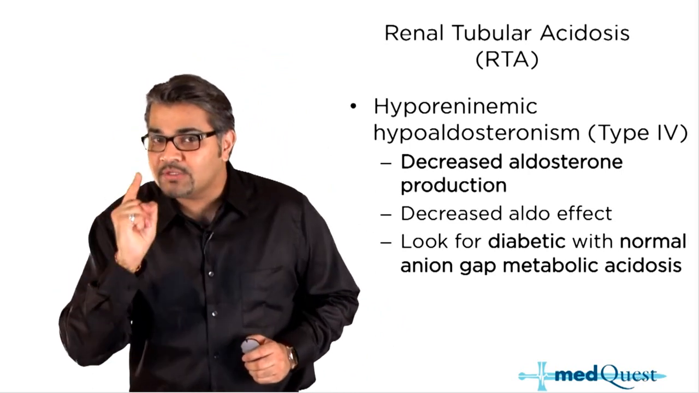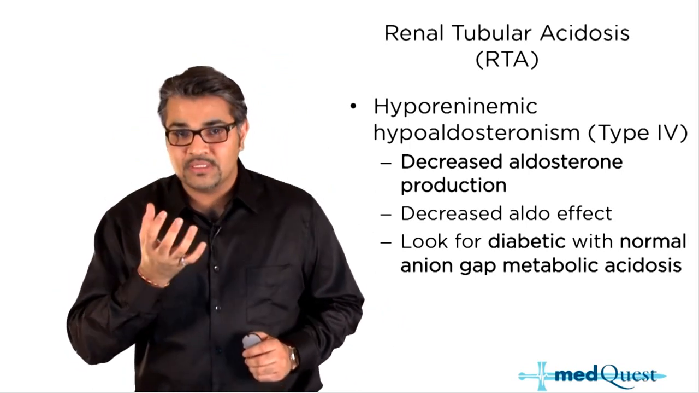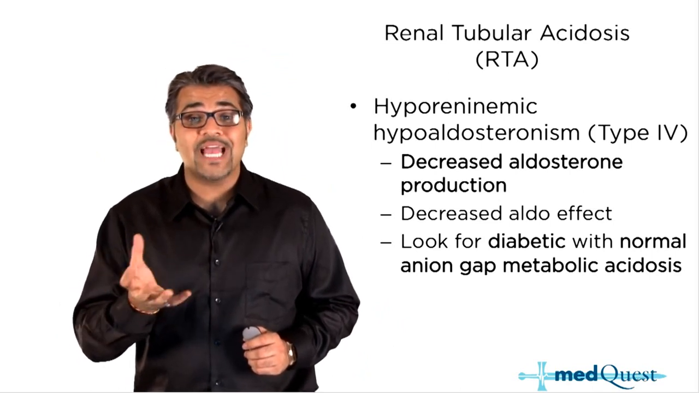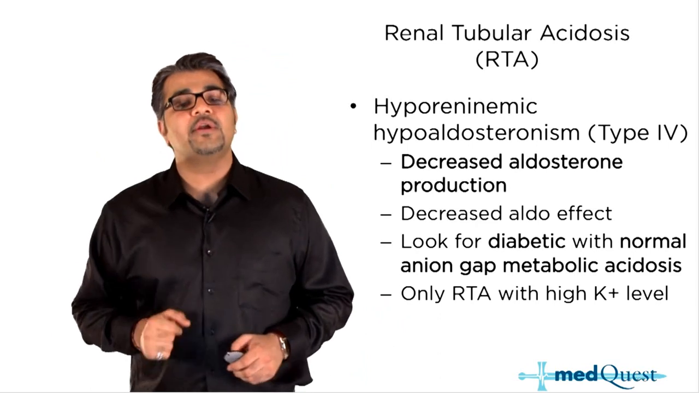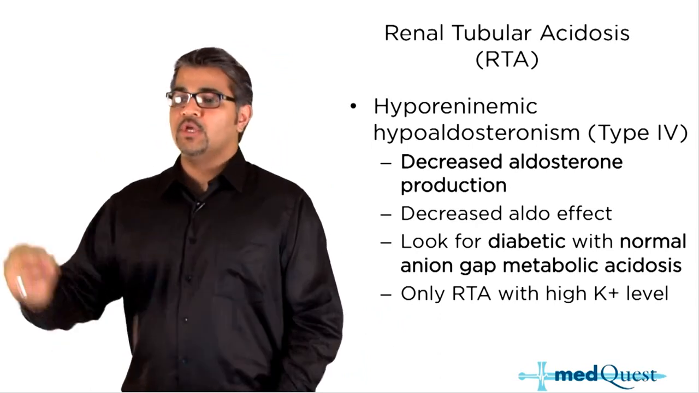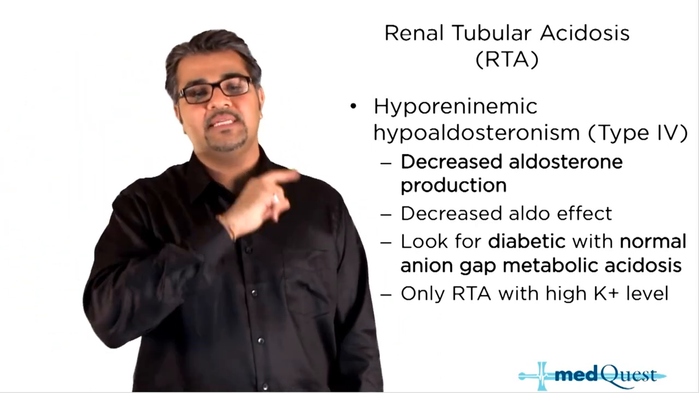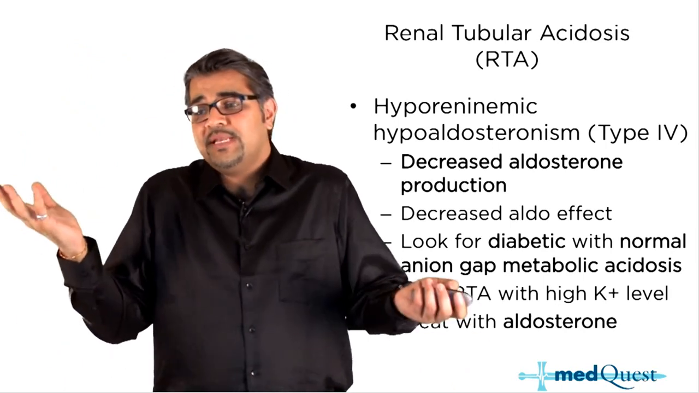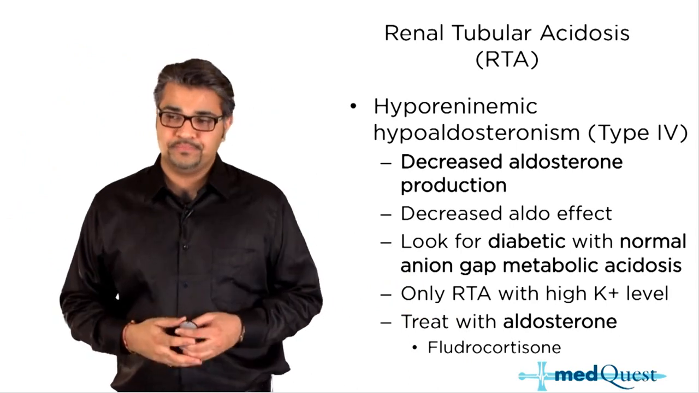And because the aldosterone is not working, they're not holding on to the hydrogens and spitting out potassiums. Nope. They're holding on to potassiums, and you're going to have the only RTA that's ever available with high potassium. So if you ever see a high potassium, click type 4, move on. And you treat them, that's right, with aldosterone. Give them an aldosterone agonist like fludrocortisone.